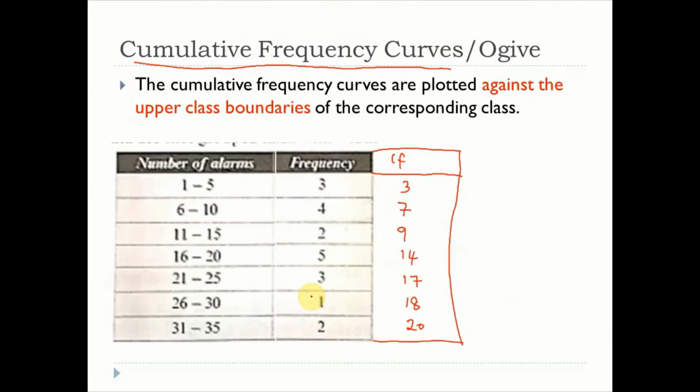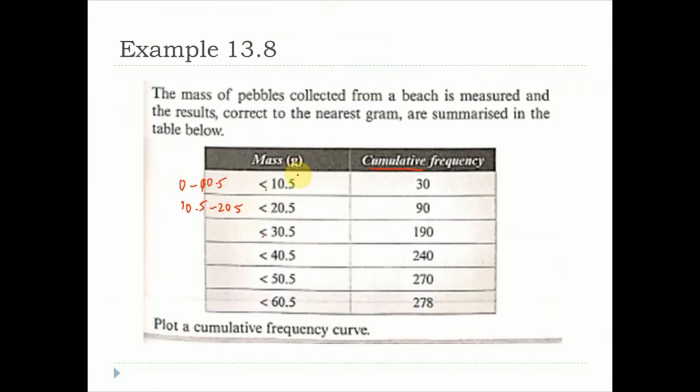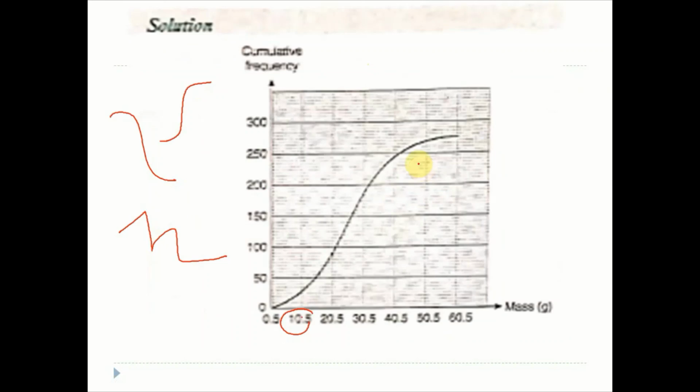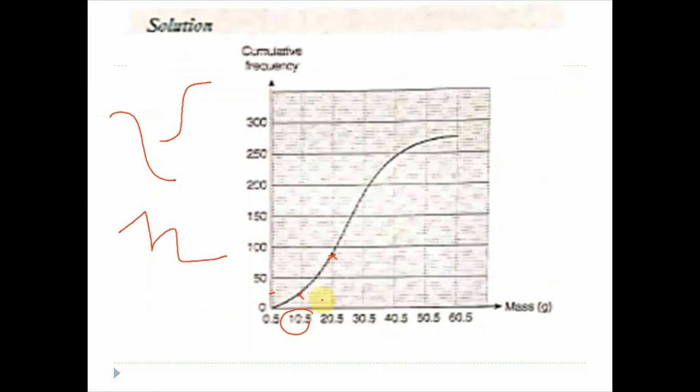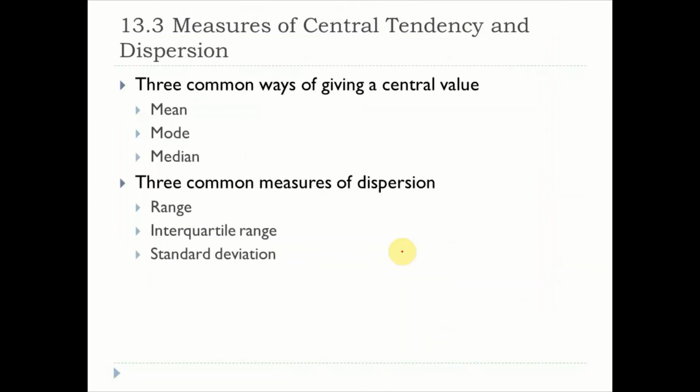Okay. And then you see belakang ni kalau kita tengok bila 10.5, 30. Bila 20.5 maksudnya I think 90 kot. Oops, 90. Bila 30.5, 190 and so on. So you see dia ambil upper boundary and then dia ambil cumulative frequency. So akan dapat this cumulative frequency curve. Alright. So that is all.